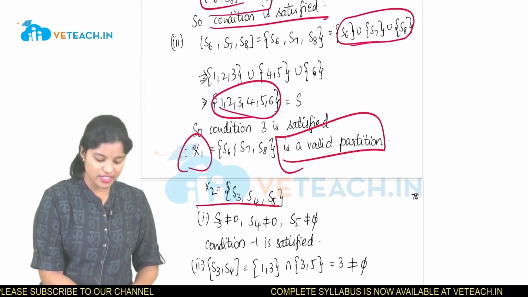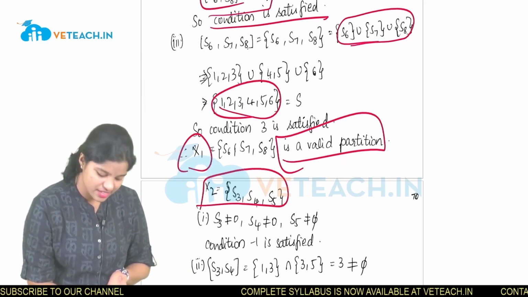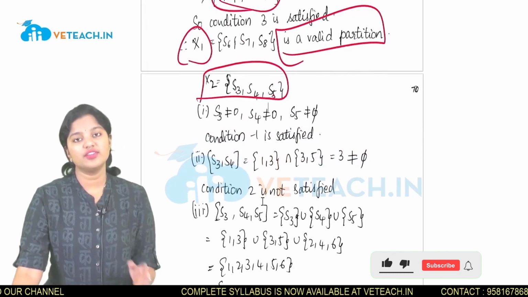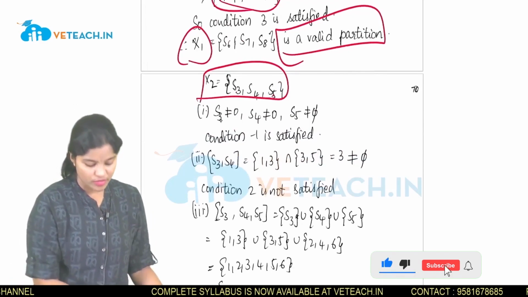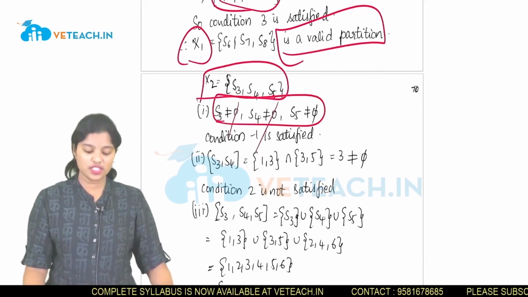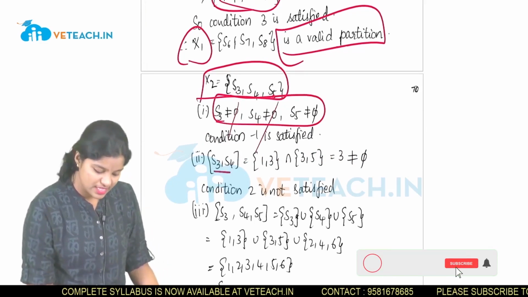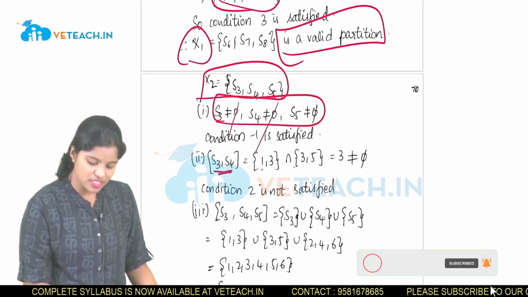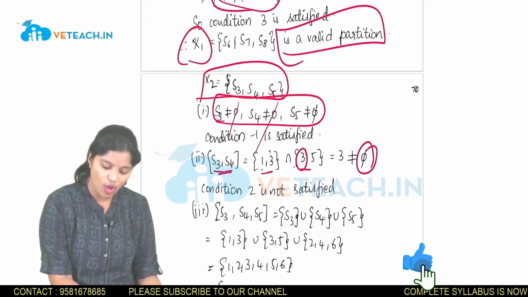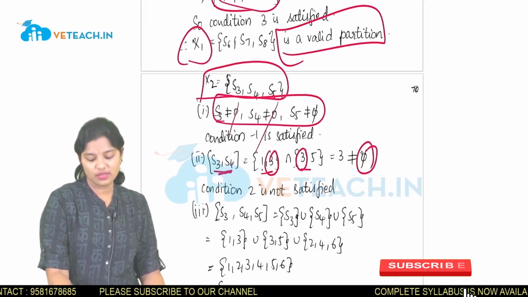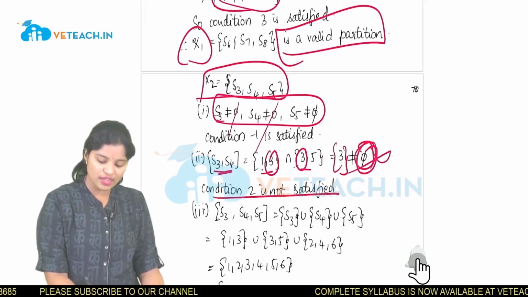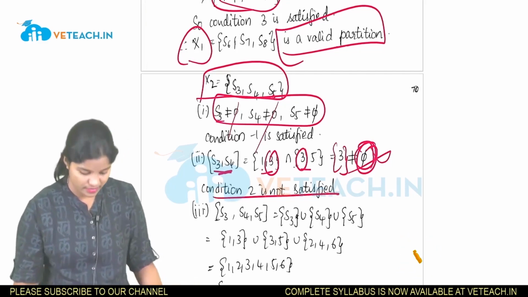In a similar way, let us check X2, that is S3, S4 and S5. What is the first condition? Individual sets should not be empty. None of the sets is empty, so the first condition is satisfied. Next, S3 and S4: the intersection should be equal to phi. But in these two sets we have the common element 3, so the intersection is not equal to phi. So condition 2 is not satisfied.